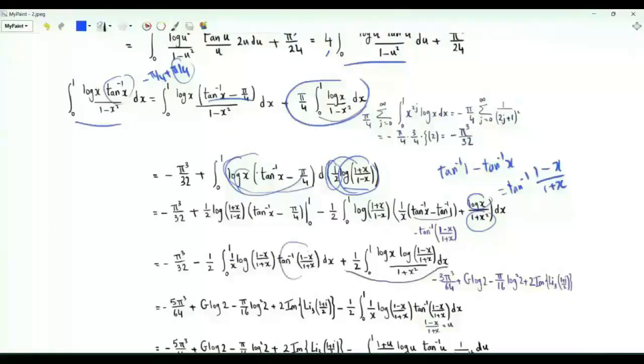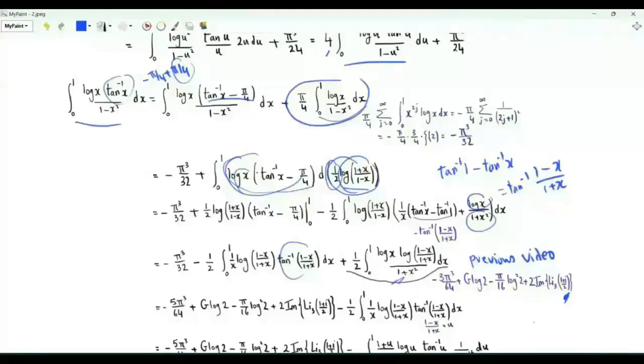We split into two integrals. In one of them we have the arctangent function. In the other one we have log x times log 1 minus x over 1 plus x. Downstairs we have 1 plus x squared. This integral was obtained in a previous video. Its value involves pi log 2, Catalan's constant and the imaginary part of the trilogarithm of 1 plus I over 2.